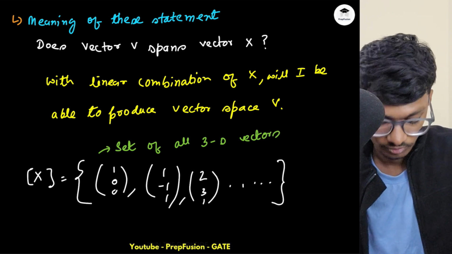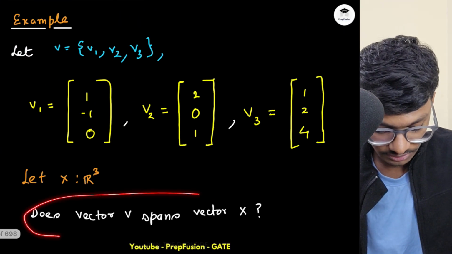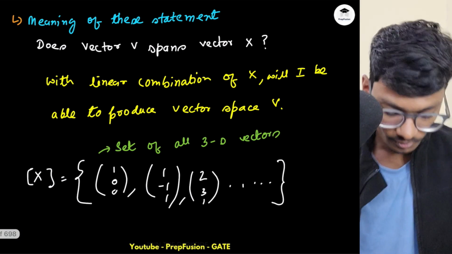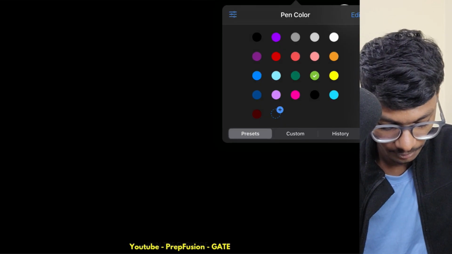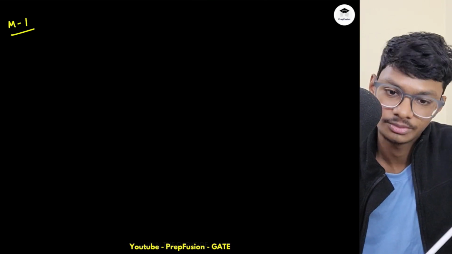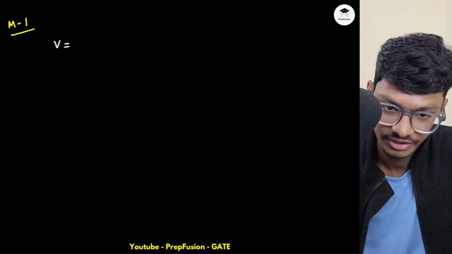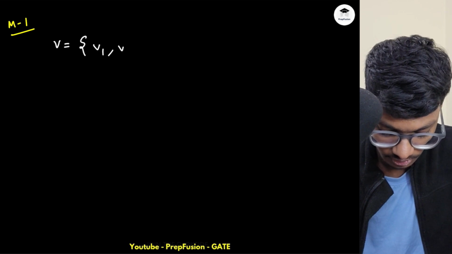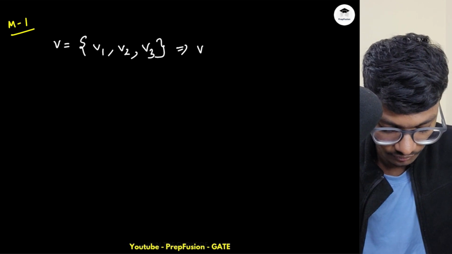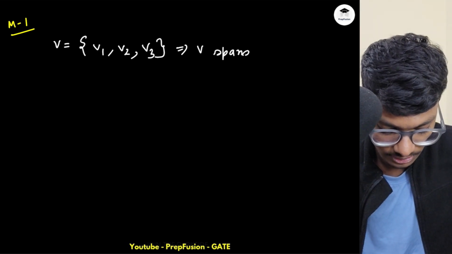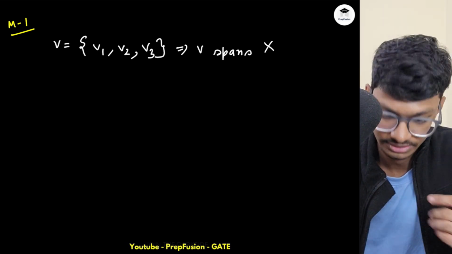Okay, so how can I write this linear combination? There are two methods to find out whether this V spans vector x or not. So how do we find it? The first method is the basic method, and we'll go with the fundamentals. I have this V vector, which is the set of vectors v1, v2 and v3. Then V spans x. We have to find out whether V spans x.